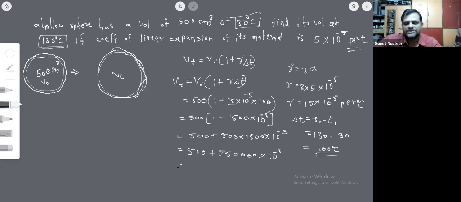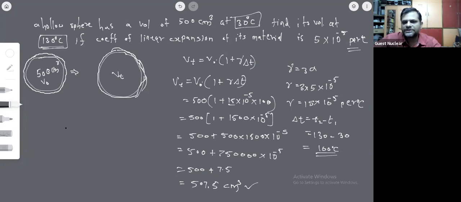So we can get this as 500 plus 7.5, which comes out to be 507.5. And obviously the unit is going to be centimeter cube only. So we get 507.5 centimeter cube, which is going to be the correct answer. Yes. Okay, so in this way we can use that.